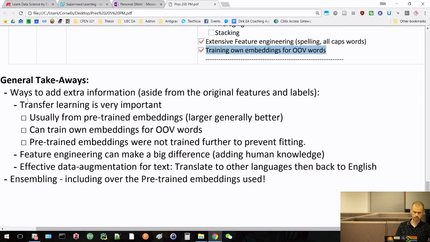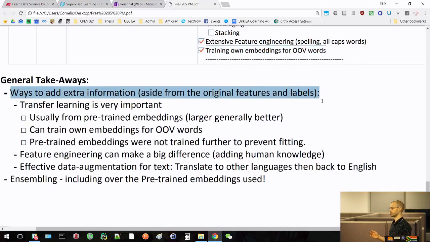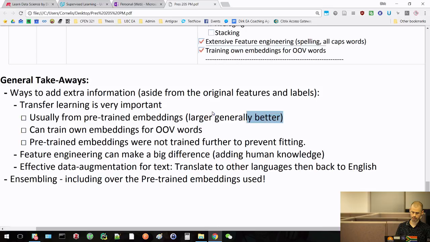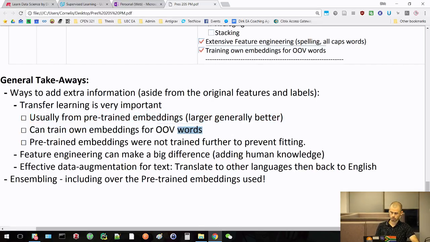All right, so the general takeaways. First of all, if you can add additional information, this can be very helpful. And so the most important way to do that seems to be to use pre-trained embeddings, or adding information other people have figured out. You can train your own embeddings on out-of-vocabulary words. Now, you don't actually train those embeddings further along with your model because then you'll quickly overfit. You fix those pre-trained embeddings and then just train everything else on top of that in this competition.